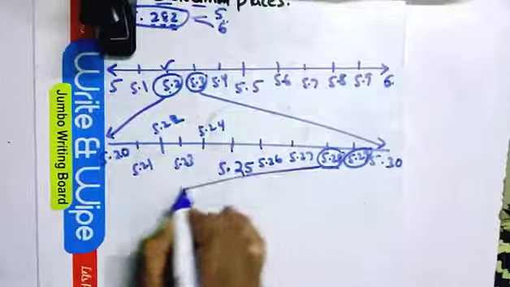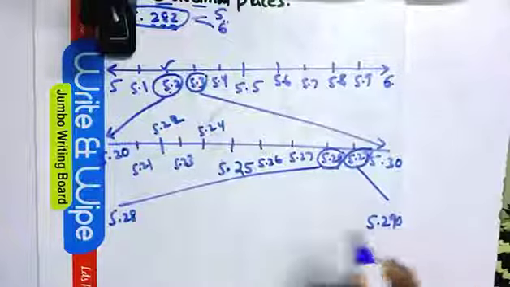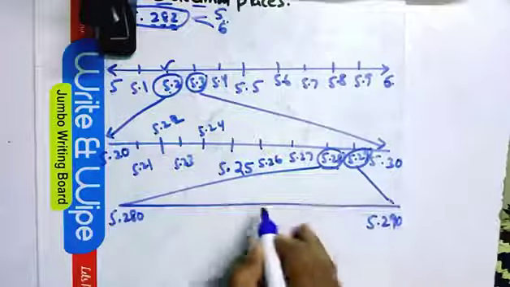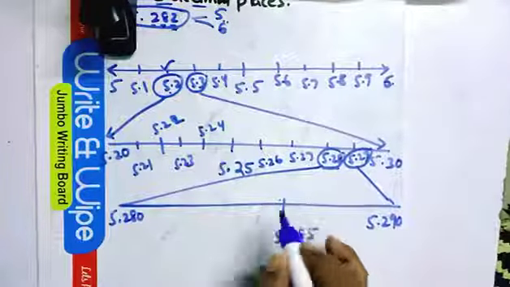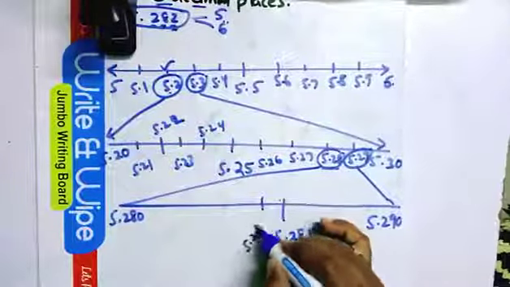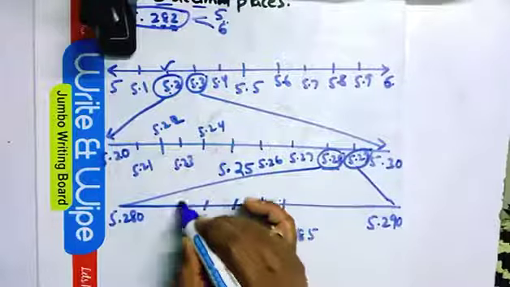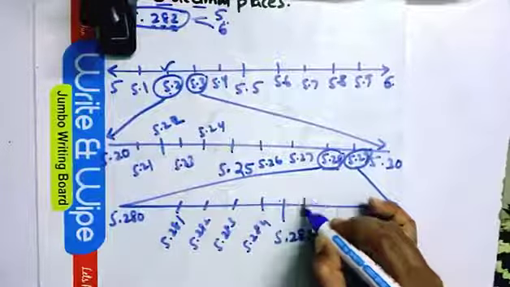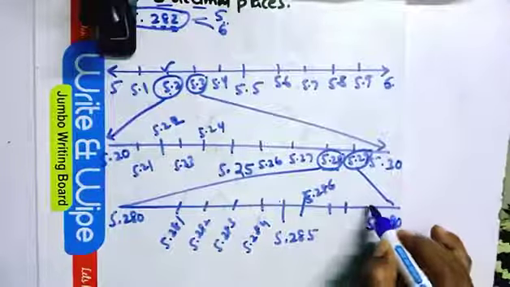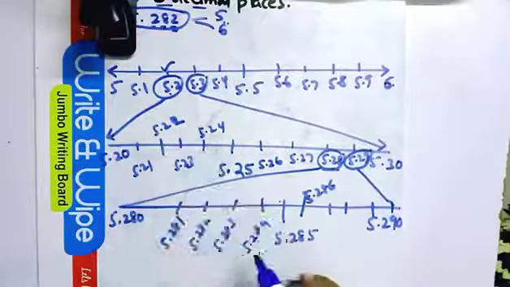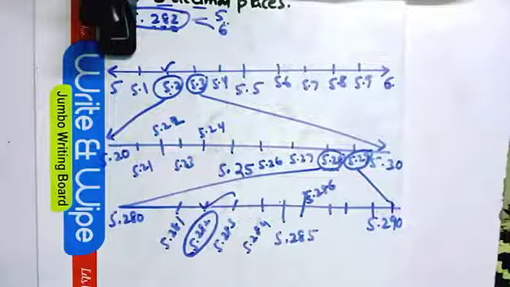Now you should expand 5.28 and 5.29, taking 0 and 0. The middle number we have is 5.285. Then 5.284, 5.283, 5.282, 5.281. And on the other side 5.286, 5.287, 5.288, 5.289 and 5.29. So we have 5.282. This is our required number, that is 5.282.